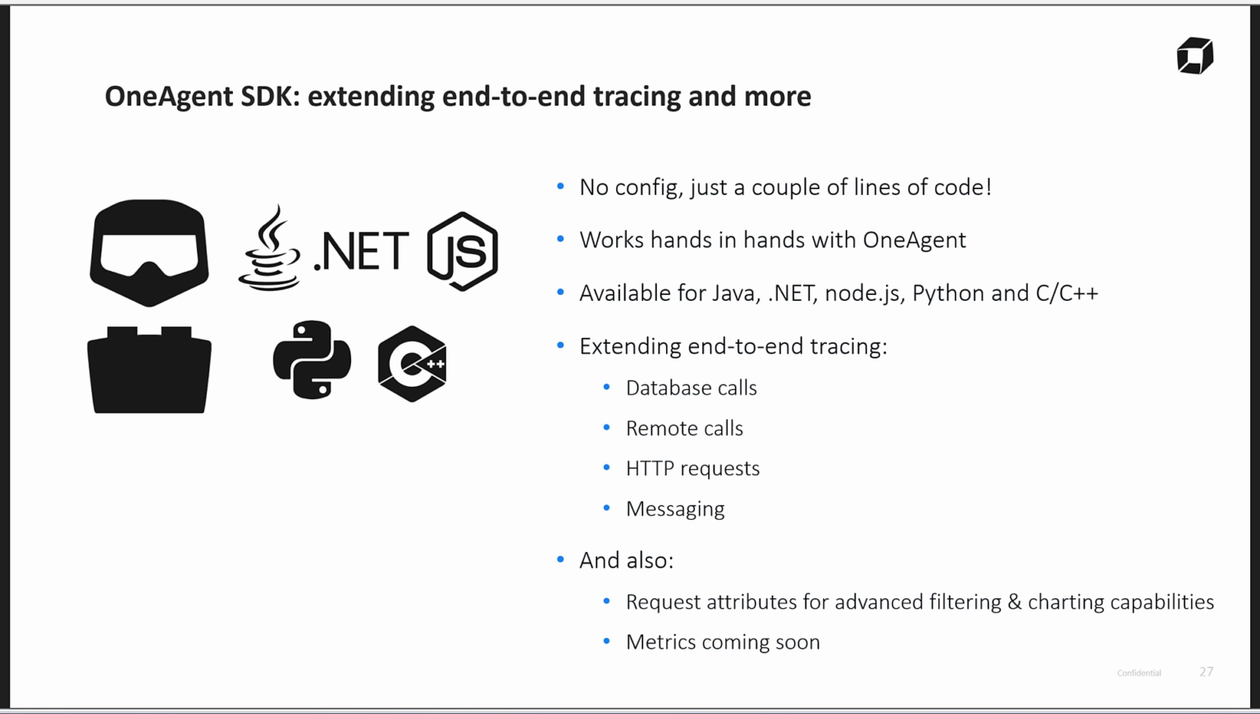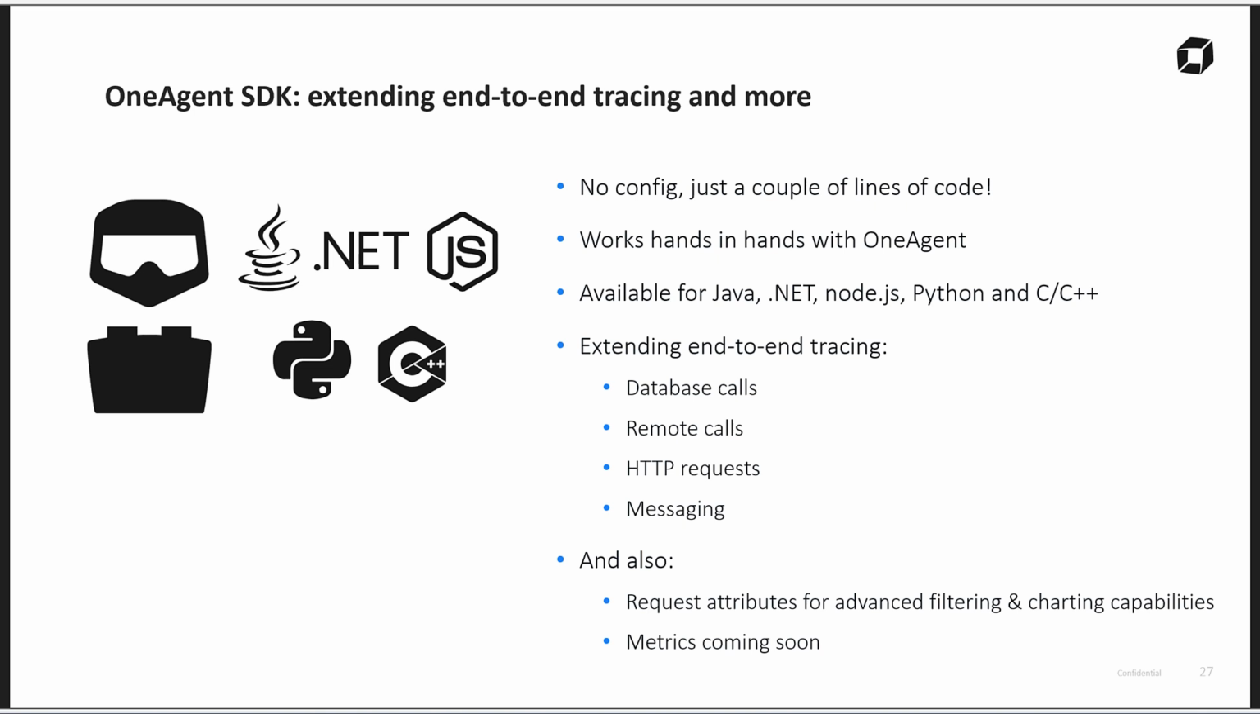It's not only for end-to-end tracing, such as database calls, remote calls, HTTP requests or messaging, but you can also use request attributes. So we have in Dynatrace this concept of request attributes that enable you to put some metadata on the request, on the traces, that will enable you later to do advanced filtering and charting capability. And I think, Andy, you also already did a request attribute performance clinic. Exactly. I did one that's called Mastering Request Attributes, where I'll show how you can define them, how you can use them for charting and for analysis. Exactly, that's all there. Perfect.